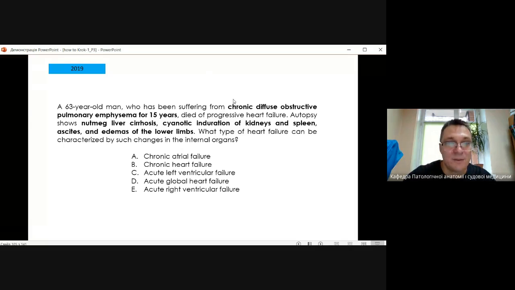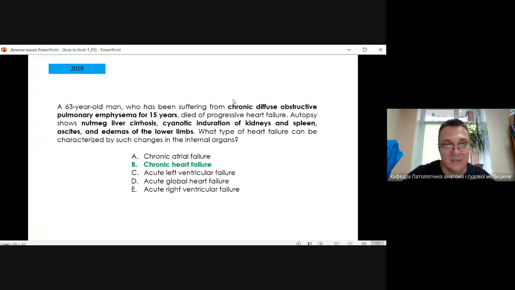A 63-year-old man who has suffered from chronic diffuse obstructive pulmonary emphysema for 15 years died of progressive heart failure. Autopsy shows nutmeg liver cirrhosis, cyanotic induration of kidneys and spleen. Okay, yeah, that's B, chronic heart failure.